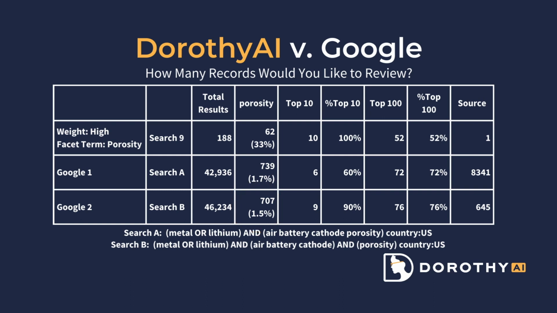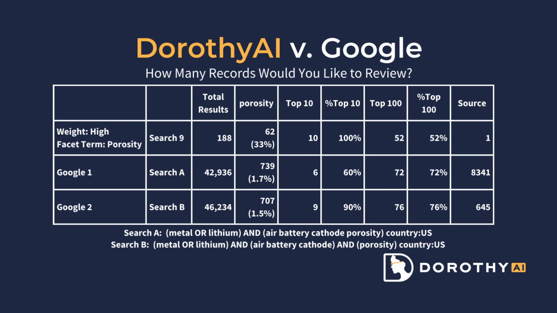Similarly, when we look at the top 10, our DorothyAI search returned 10 out of 10 or 100% of the top 10 results, whereas in both of our Google searches, we're below 100%. Moving on to the top 100, we see more of the Google results appearing in that top 100, but we don't know how on target those are in the context of the metal to air battery. Whereas we're quite certain that the top 100 from the DorothyAI search are all directed towards metal air batteries. And this is shown by looking for that source document. So we know the source document meets our search criteria.